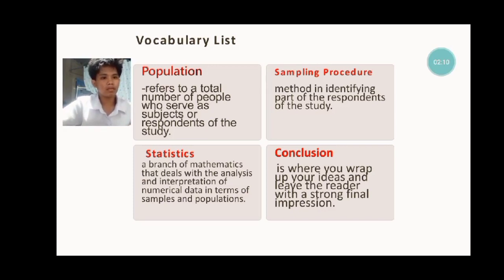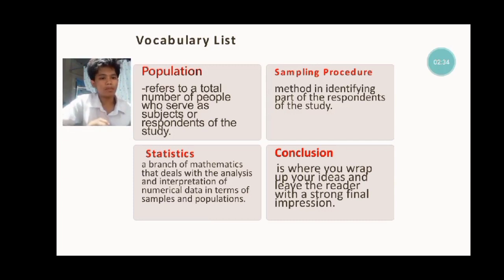The sampling procedure. It is the method in identifying the respondents of the study. So, sampling procedure is a reliable method of obtaining information where every single member of a population is chosen randomly.